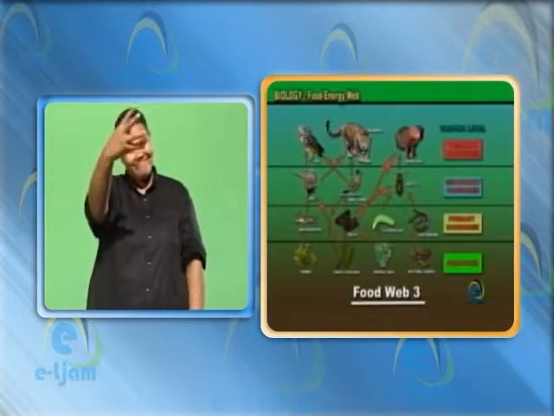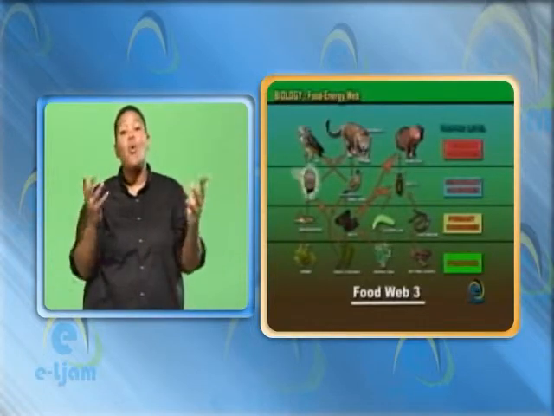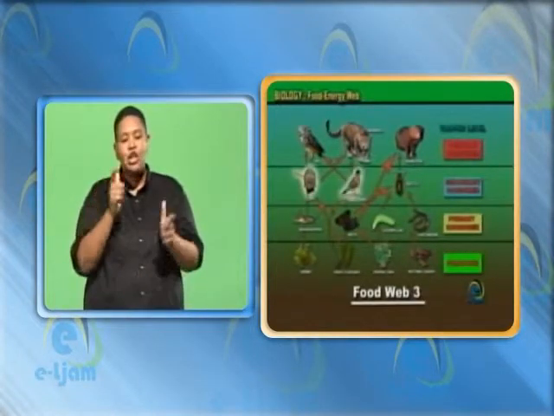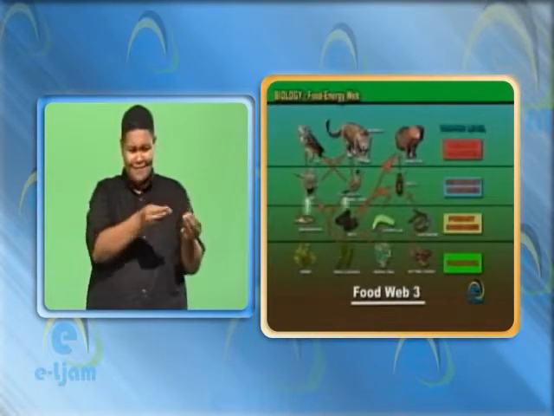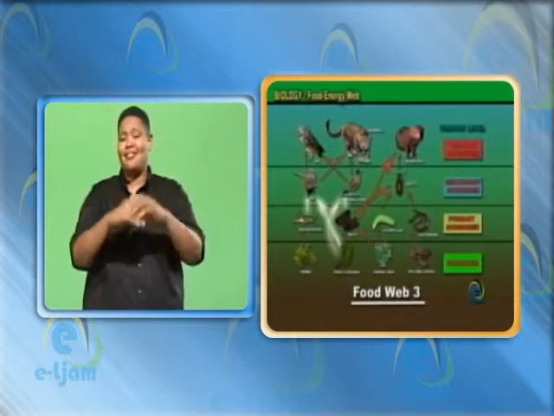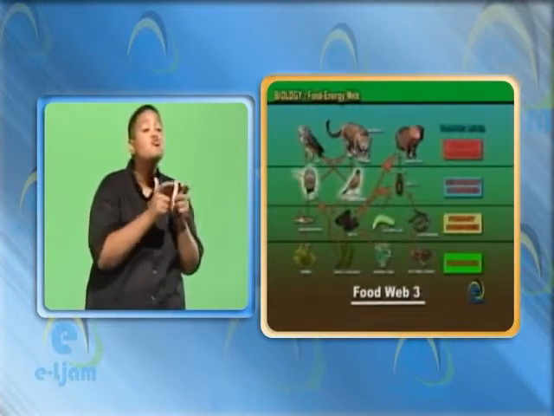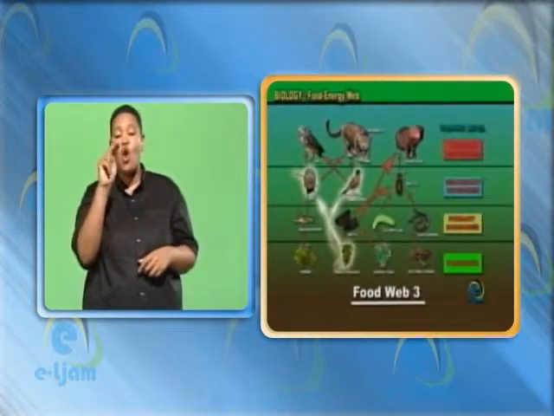Yes, you are correct. The answer is the rat and the small birds. Did you notice that they feed from 2 levels? Both the small bird and the rat eat nuts and grains from plants as well as insects.